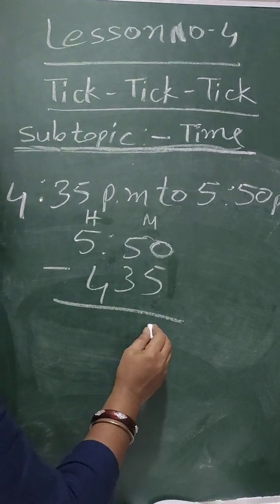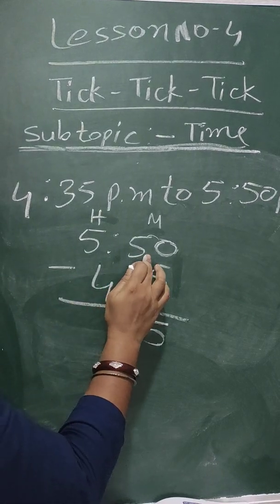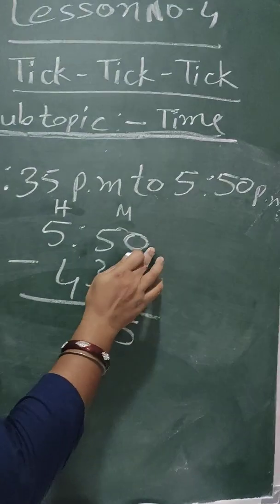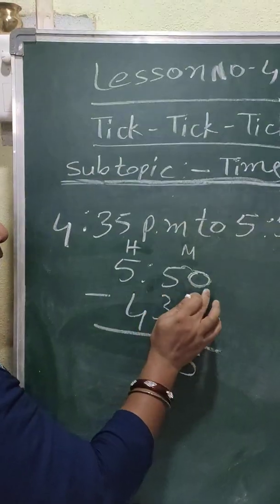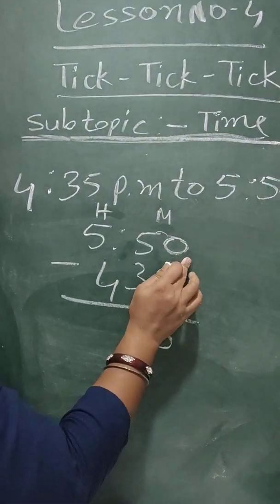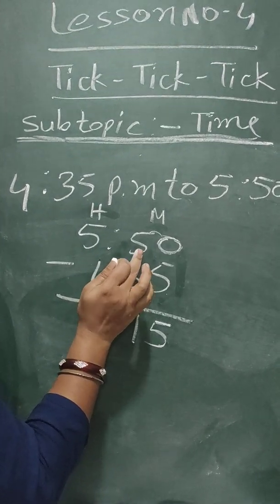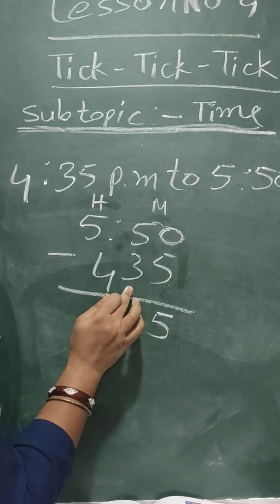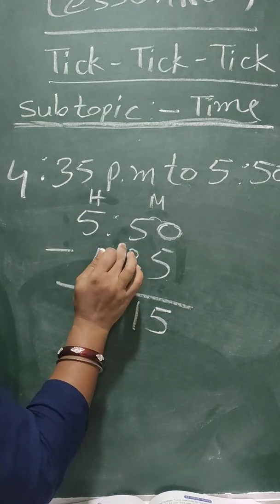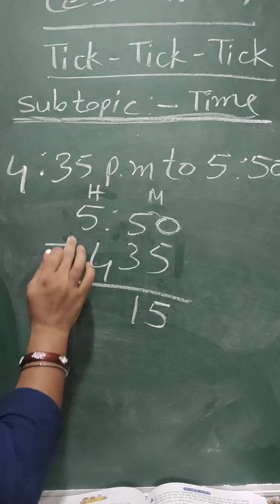10 minus 5, it is 5. Okay, 5. Understood? Now, here 4 is there. 4 minus 3, 1. So from the ones place to the tens place, if you are borrowing, here for the minutes it's 1 only. But if the tens place number is less than the down number, whenever you take borrow from the hour, at that time you will take 6, because 60 minutes you are taking here. That's why you will borrow 6.